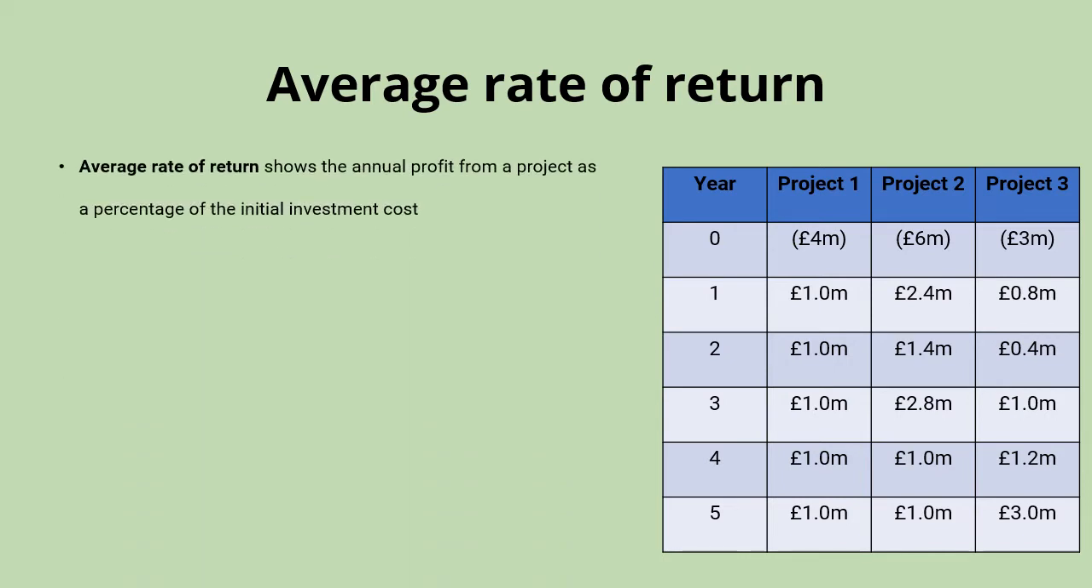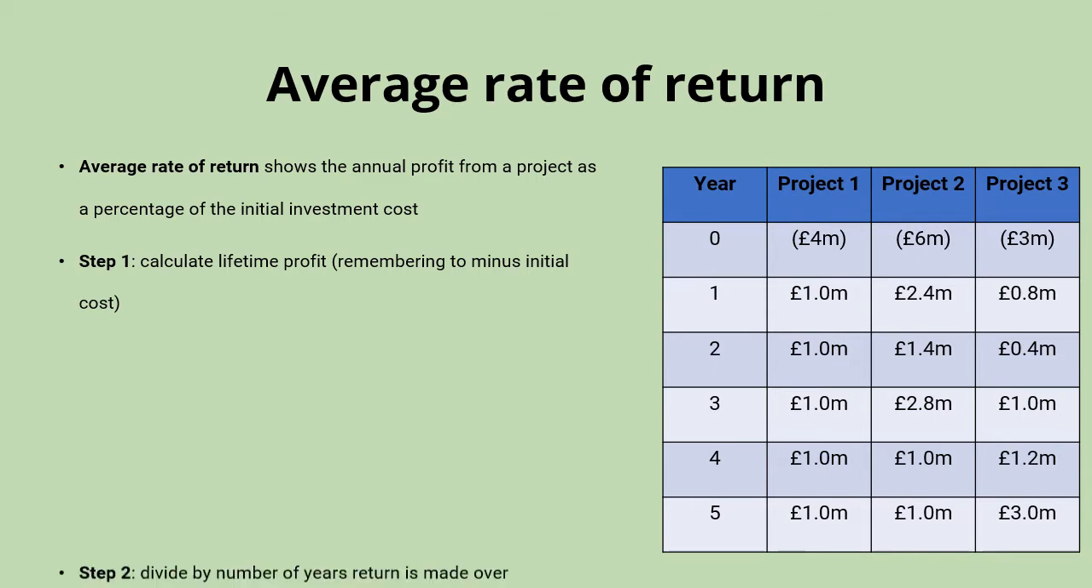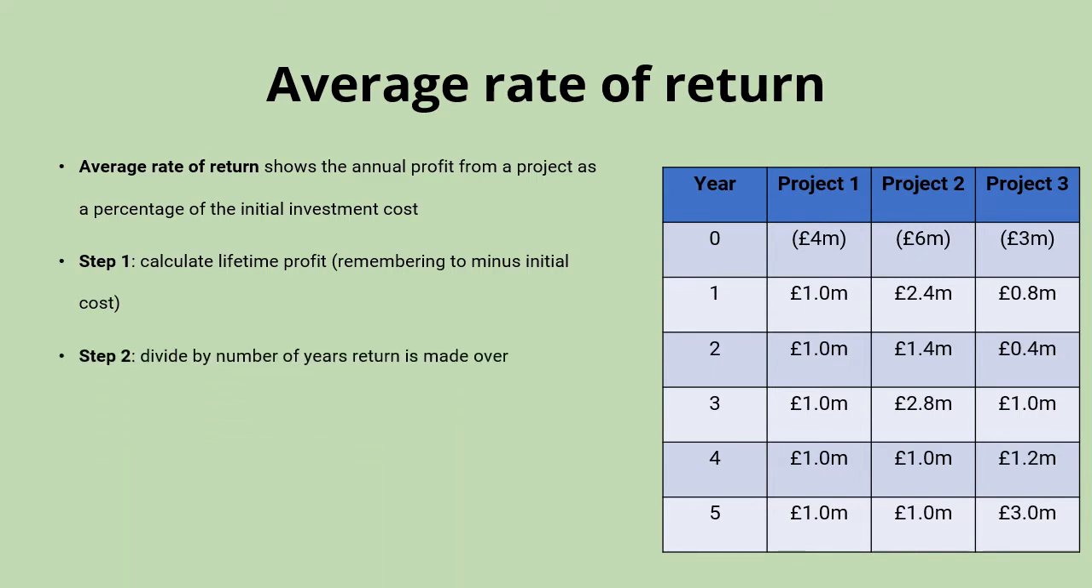Now, the average rate of return shows the annual profit from a project as a percentage of the initial investment cost. And in order to work that out, we need to go through a few steps. So the first step is to calculate the lifetime profit earned from the investment, remembering to take away the initial investment cost from any net returns throughout the lifetime of it. The second step is to divide by the number of years the return is made over.